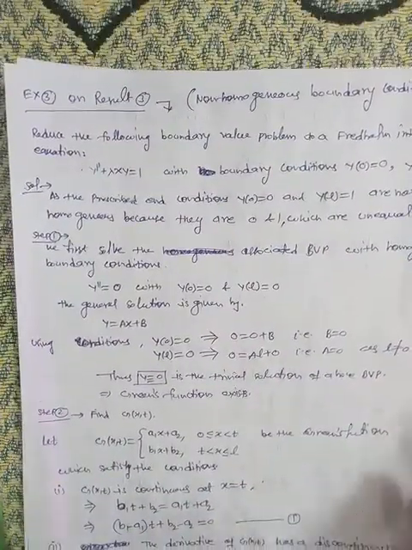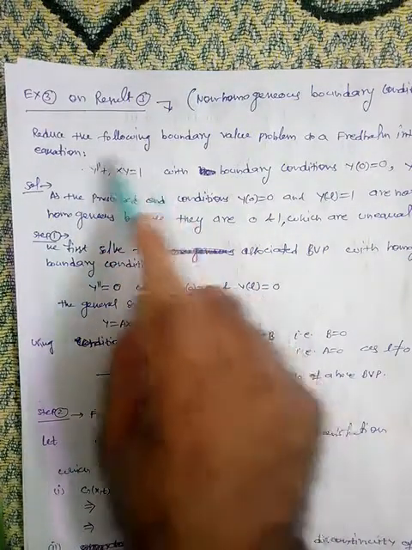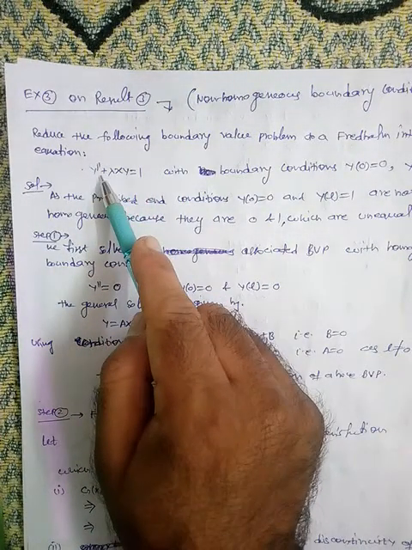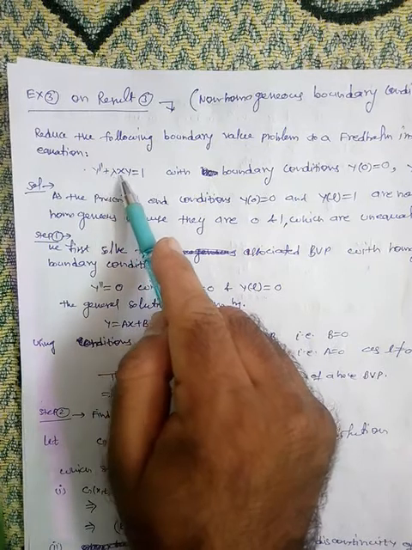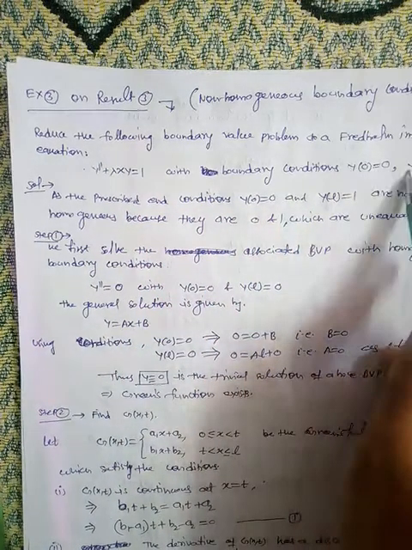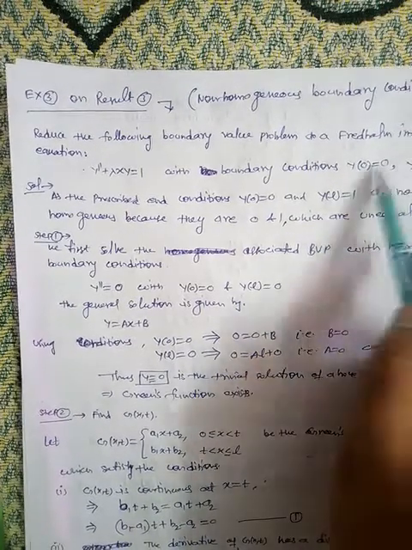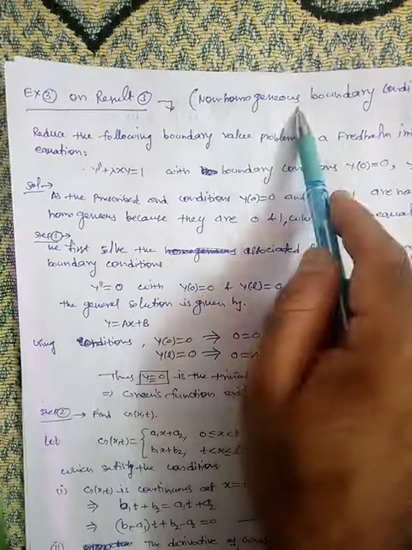Example is simple. So we have taken non-homogeneous boundary conditions. So the problem is this: y double dash plus lambda x y is equal to 1 with boundary condition y at 0 is 0 and y at L is 1. So now you can see that here is 1, here is 0. So both are unequal, and that's why non-homogeneous.